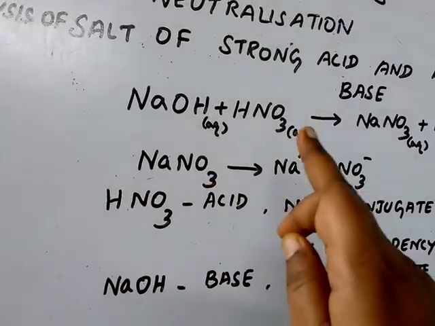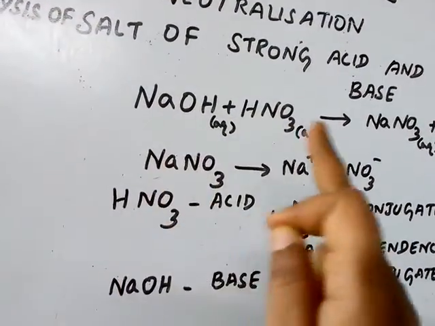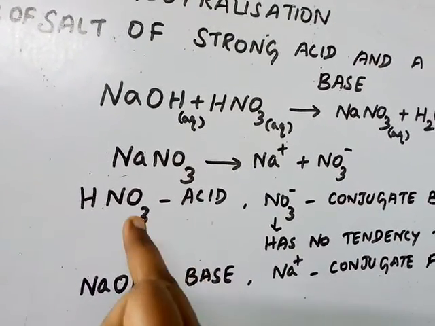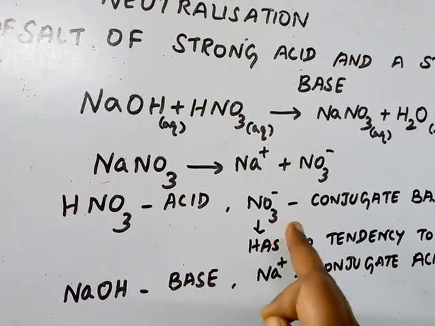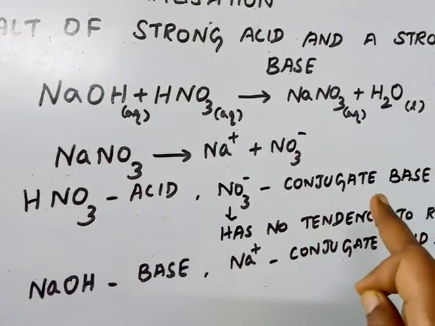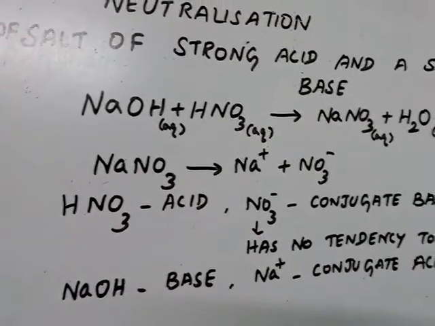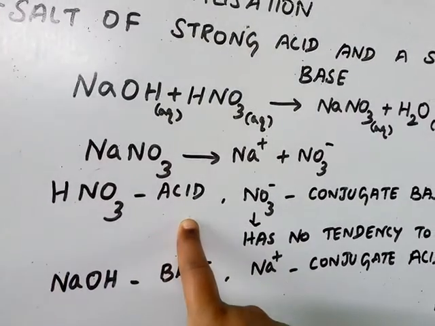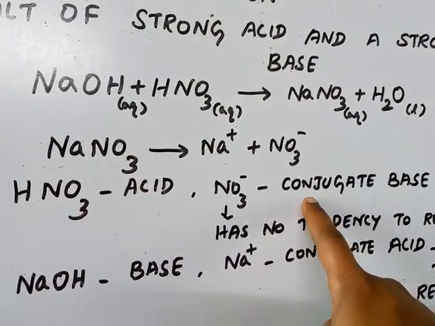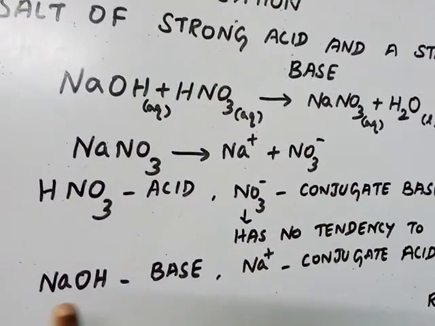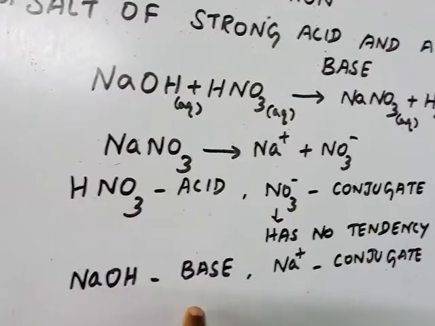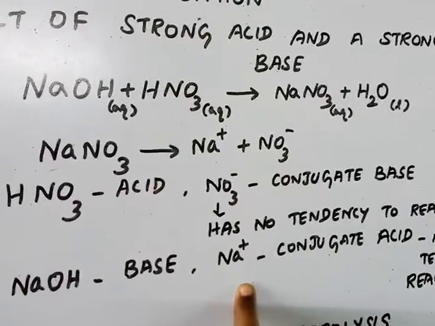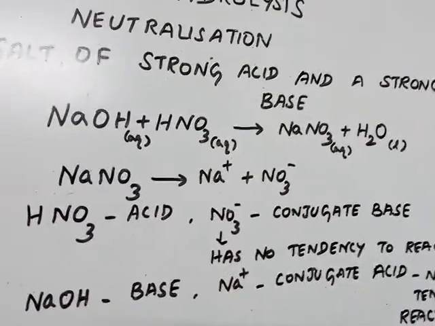Now, in this nitric acid, first we will consider the reactant side. Nitric acid is an acid. Once H plus is taken, it becomes NO3 minus. That we call the conjugate base, according to the Lowry and Bronsted concept. So HNO3 is an acid, NO3 minus is a conjugate base. In the same manner, sodium hydroxide is a base. Once we remove OH minus, it becomes Na plus, that is the conjugate acid.